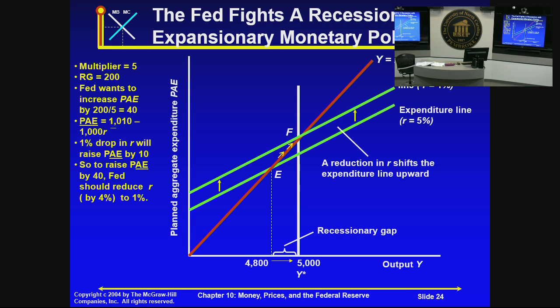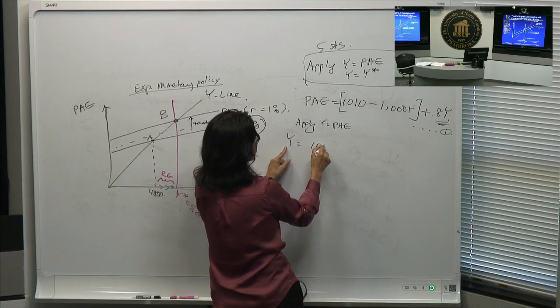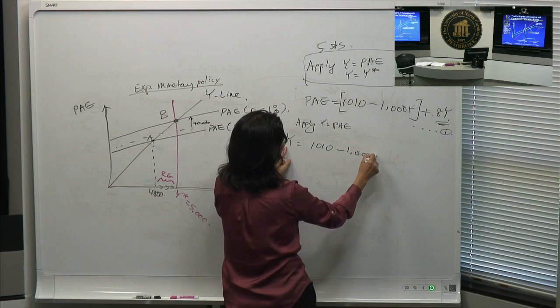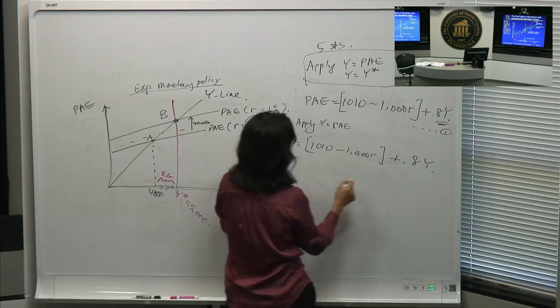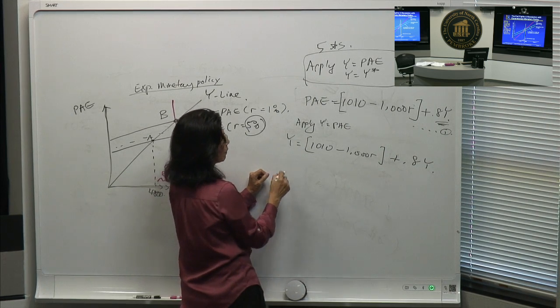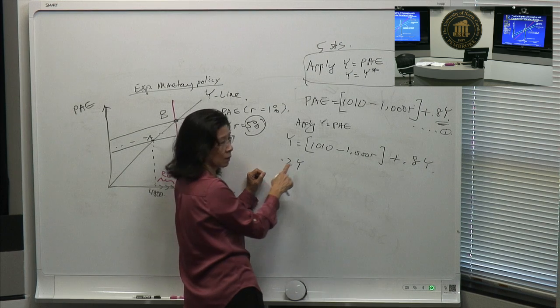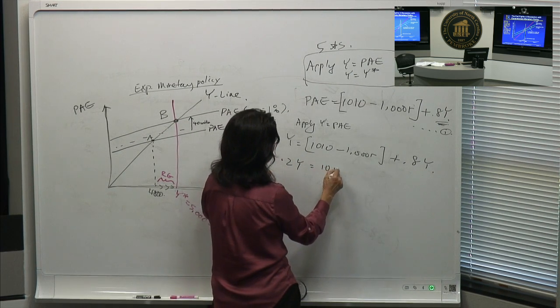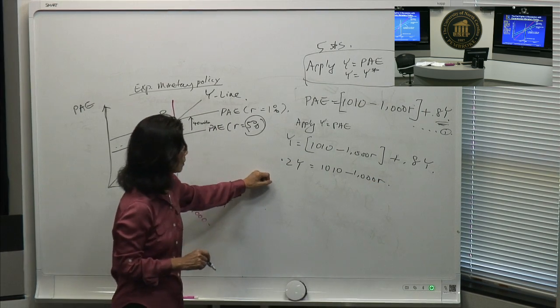So what we can do is, let's call this equation 1, okay? You apply y equals PAE to this equation. And then next is y equals 10 minus 1,000 R plus 0.8y. Then guess what you have? So you have 0.2y, right? We've done this before. Everybody okay with that? Bring it to the left-hand side: 10 minus 1,000 R. Everybody still okay?